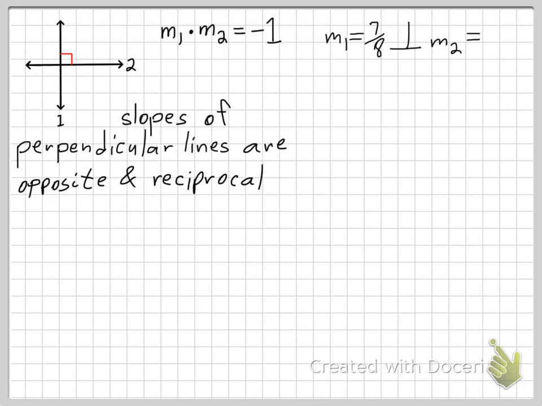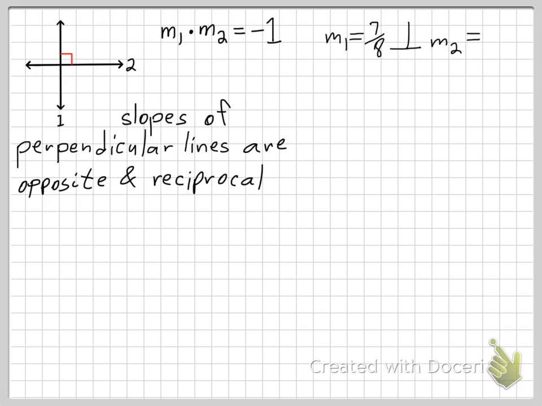Let's say, for sake of argument here, that the slope of the first line is 7/8, and that this line is perpendicular to this line. So what would be the slope of a line that's perpendicular to a line that has a slope of 7/8? Well, there's two ways to think of it. You can ask yourself, what number multiplied by 7/8 gives me -1, right? Because when I multiply the two numbers together, I should get -1.